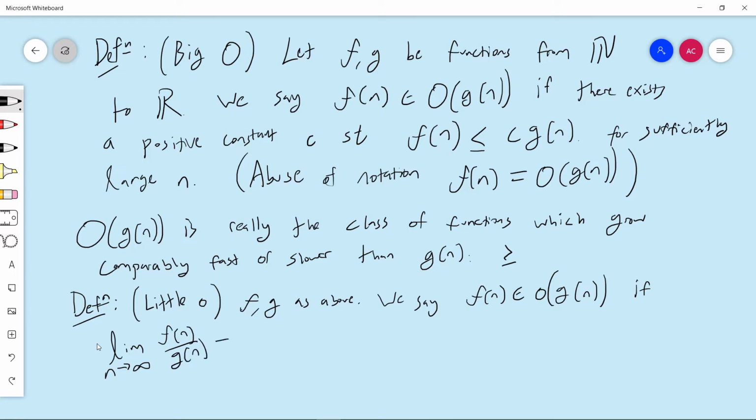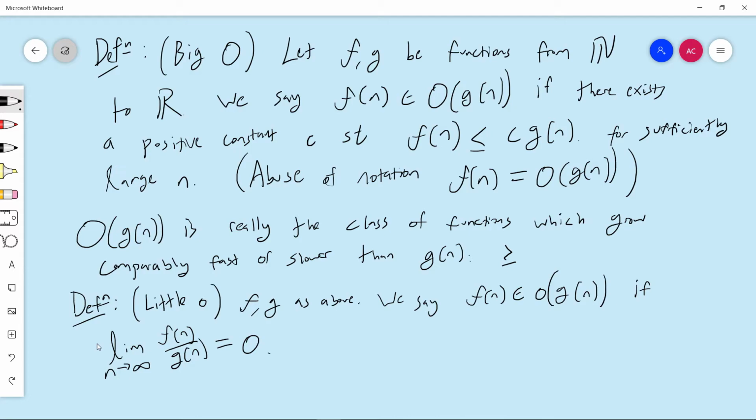If the limit of the ratio of the two functions is equal to zero, with f in the numerator, meaning that g of n grows faster. So basically, as n gets bigger and bigger, g of n outpaces f of n so that this guy can't keep up, and we get a smaller and smaller fraction and we get closer and closer to zero. That's what this is saying.